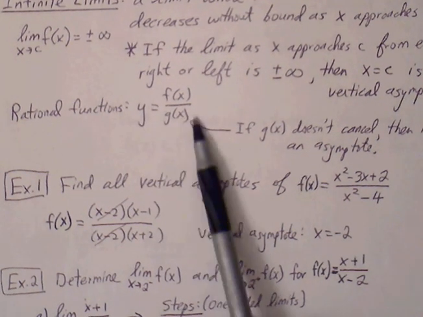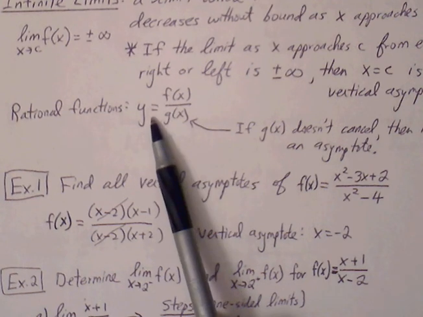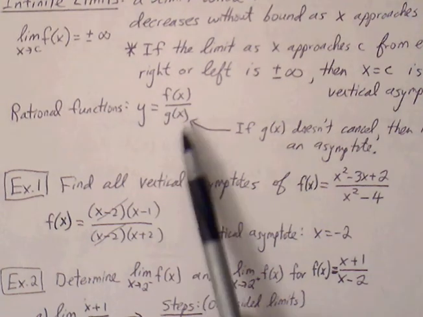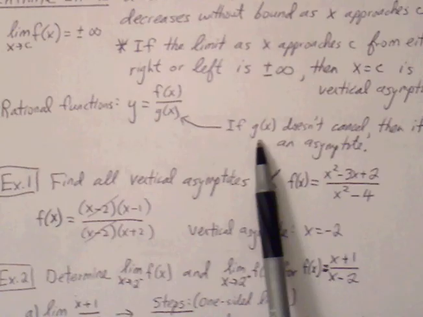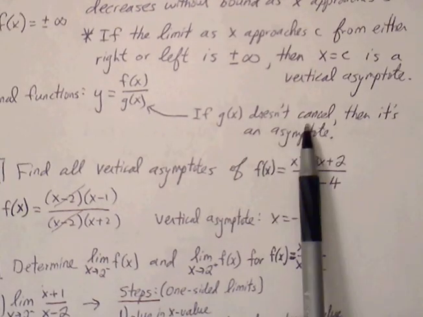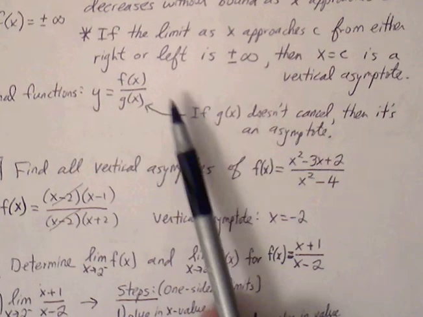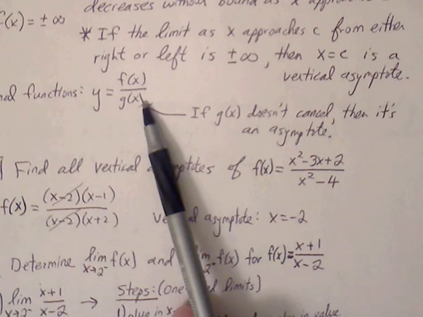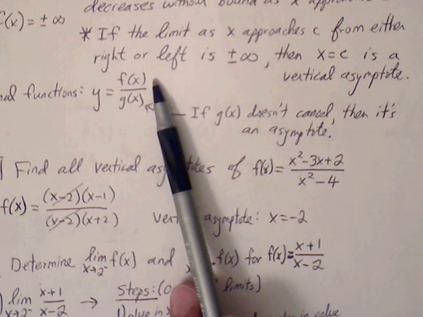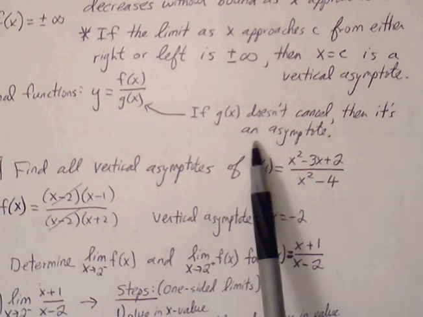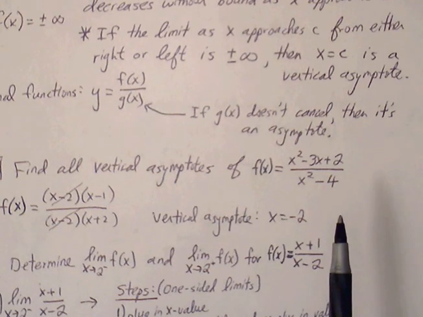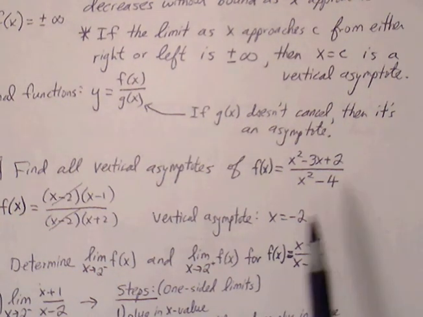Usually that's going to happen in the denominator with rational functions, y is equal to f of x over g of x. And algebraically, if there's a factor in the denominator that does not reduce from the numerator, then there's going to be an asymptote at that x value.